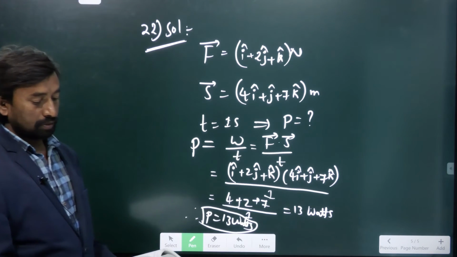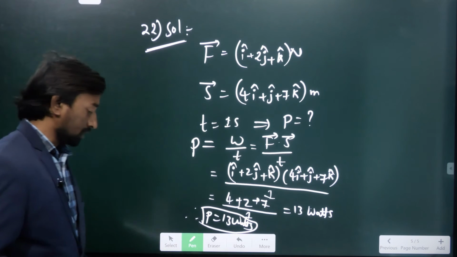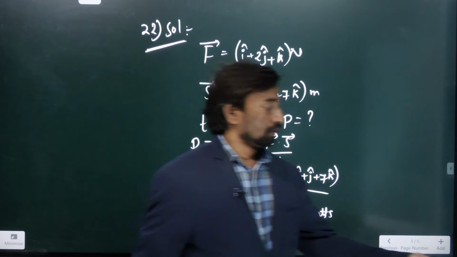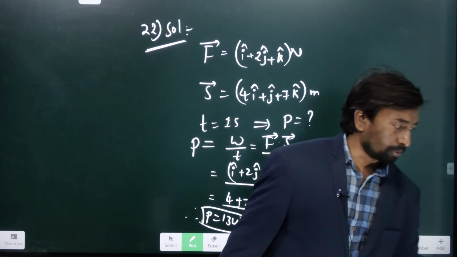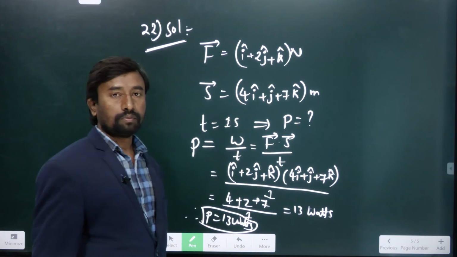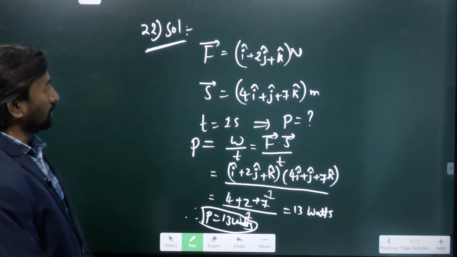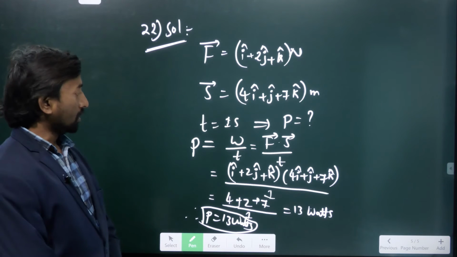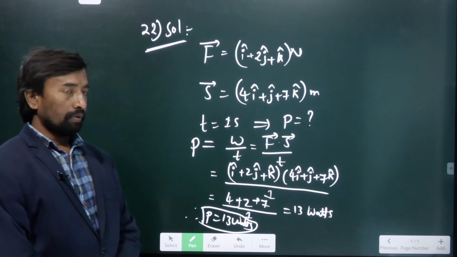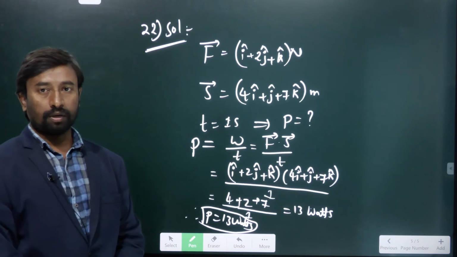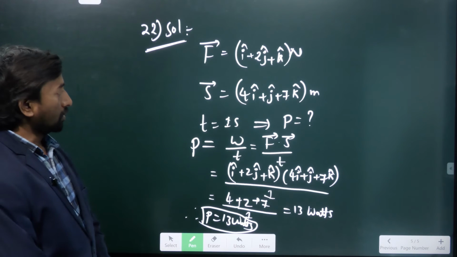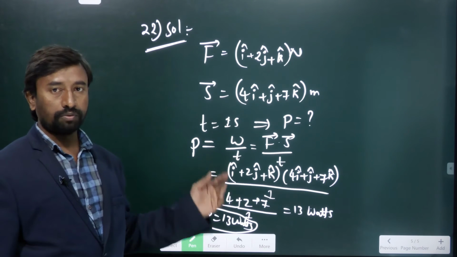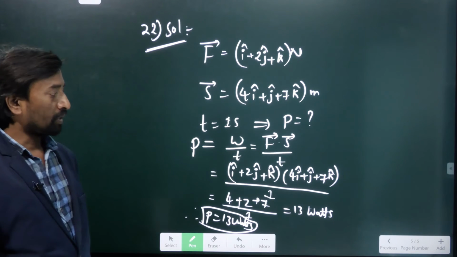So the next concept is synopsis 5. We'll see synopsis 5, which is about the cross product. Up to here we have seen the dot product, its properties and formula, and different problems on it. Now we are going to see the cross product.